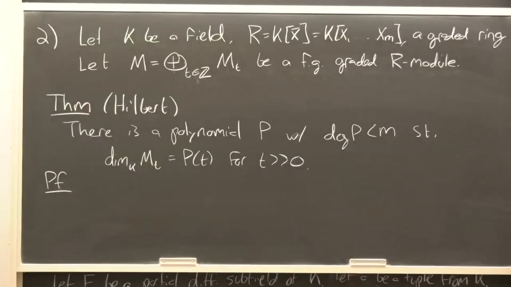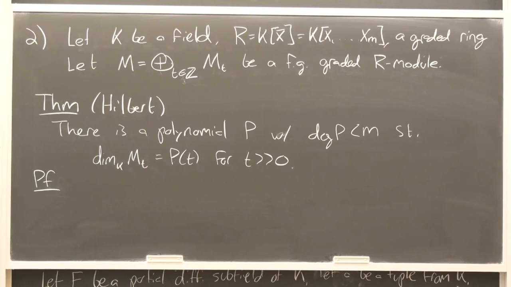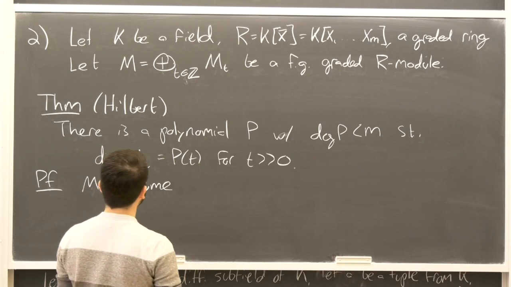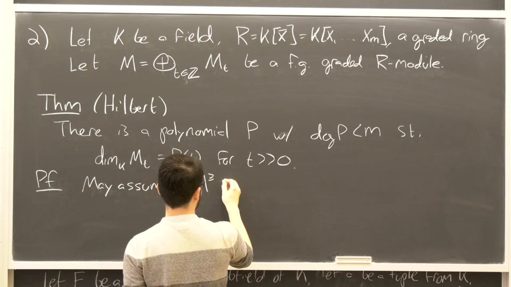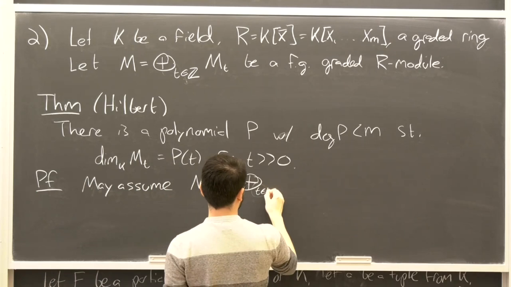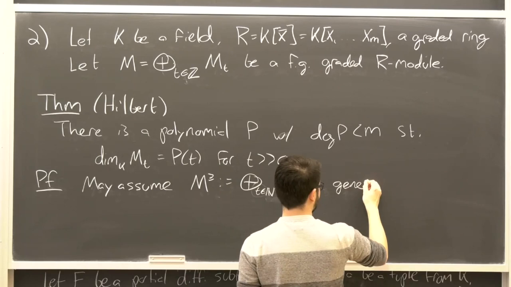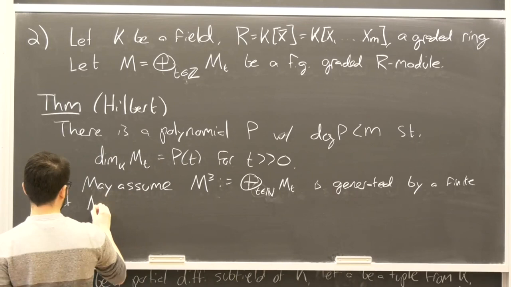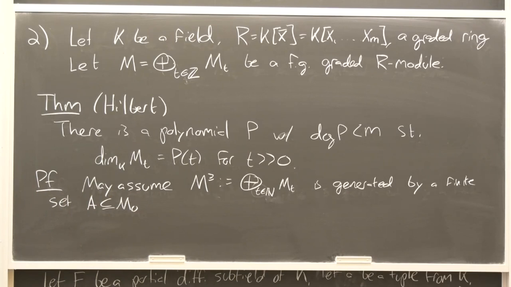The proof of the second theorem is also, I think, pretty quick. Just by messing with the generators for M, we may assume that the positive part of M is generated by a finite set A contained in M0. You basically just re-index, so all of the generators are contained in some Mt for t less than or equal to 0. And then you multiply your generators by the xi's as much as you need to, so that the part greater than or equal to 0 is generated by the stuff in M0.